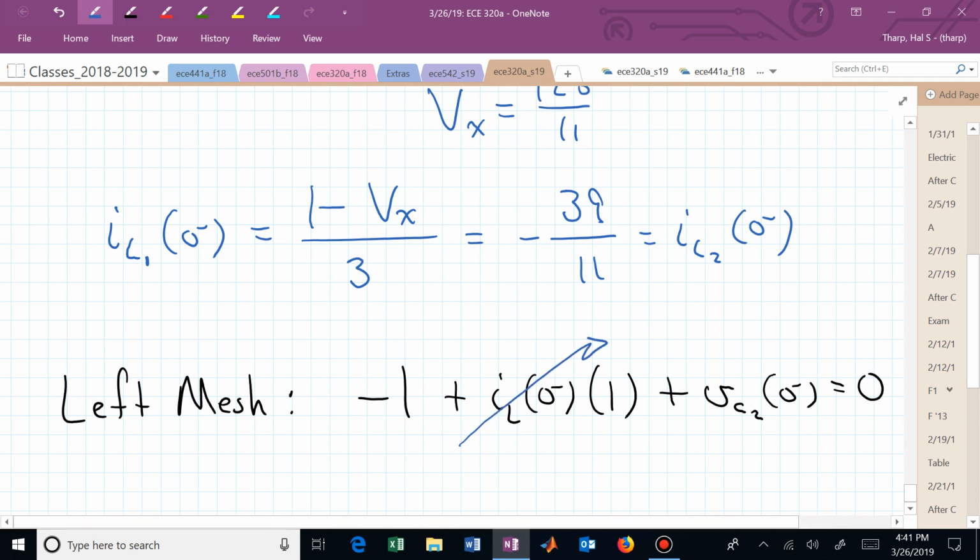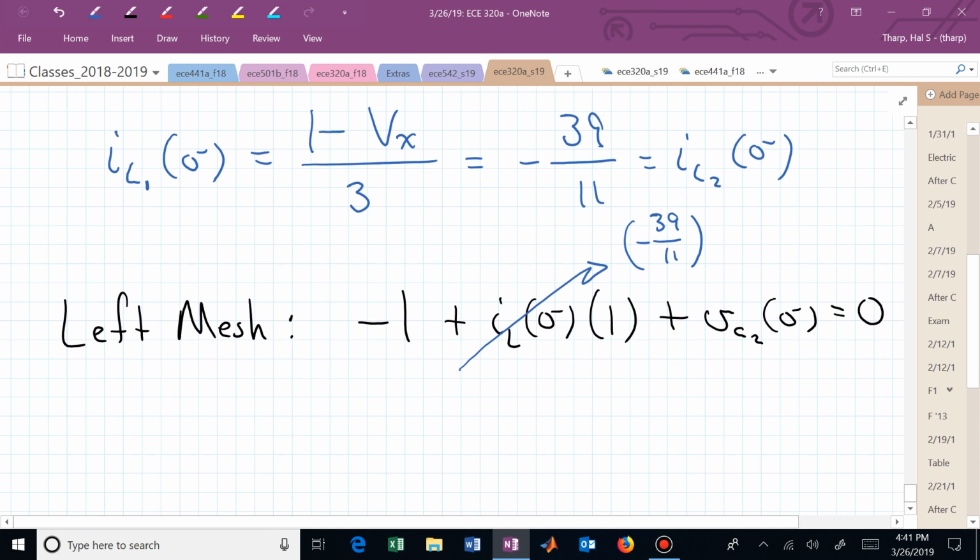And this we just calculated to be minus 39 over 11. The only unknown in that equation is V sub c sub 2 of 0 minus, and if you solve it, hopefully you'll end up with 50 over 11.